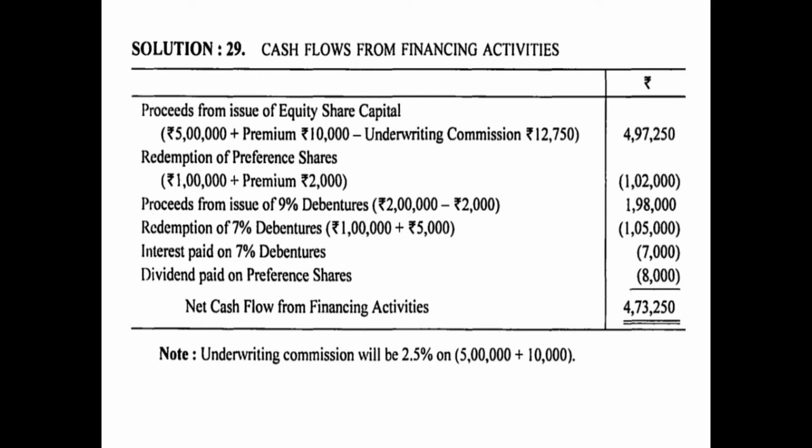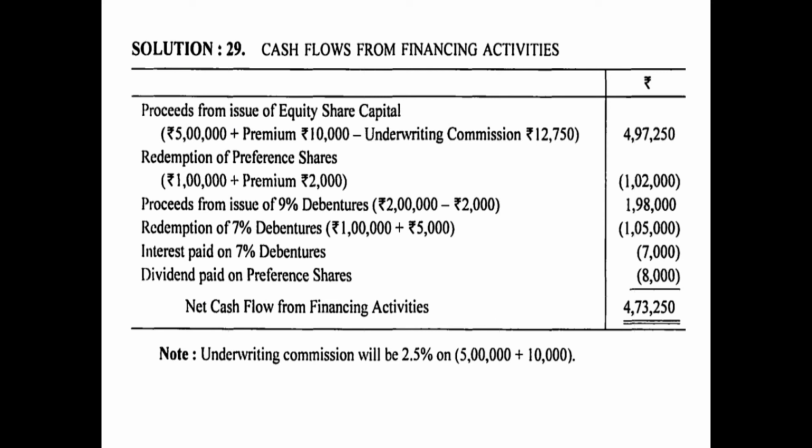Now, after adding all the cash inflows and deducting all the cash outflows, we are getting a positive balance of 4,73,250, which is the net cash flow. Since it is a positive balance, that's why we are writing from financing activities. If it was negative, then we would have written used in financing activities. So this is the solution for this question, children.